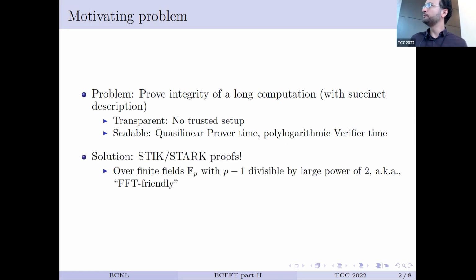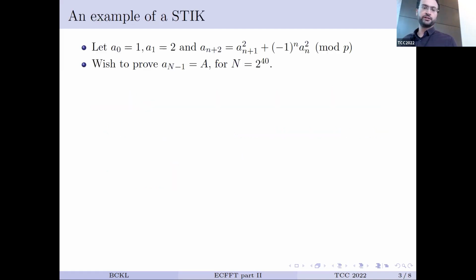And a solution that we have for this problem is STIK proofs or STARK proofs. They're basically the same thing, just one has interactive oracle proofs and the other loses the interactivity. We'll focus on the interactive oracle proofs kind. But these have a big restriction, and that is they require the fields be FFT friendly, which for the purpose of the talk will just mean that the multiplicative group of these fields will have a large subgroup with order which is a power of 2. And we'll now dive into what these proofs are, and we'll see why this restriction exists.